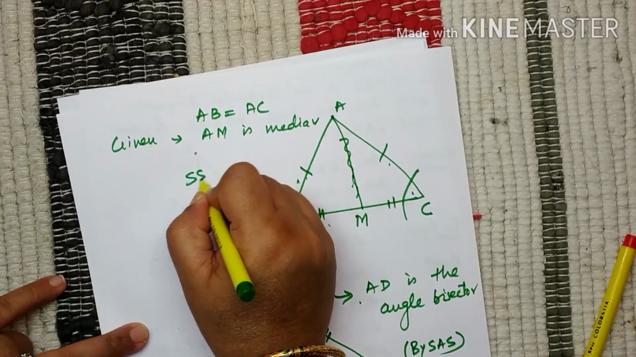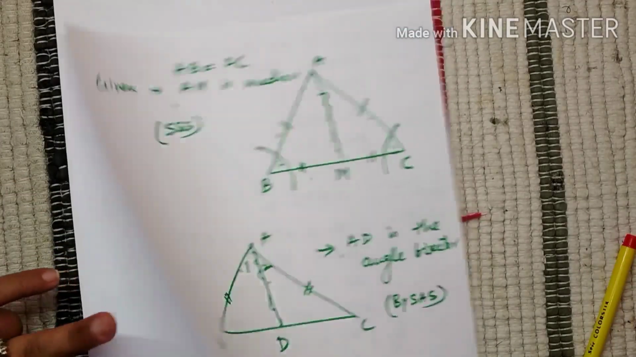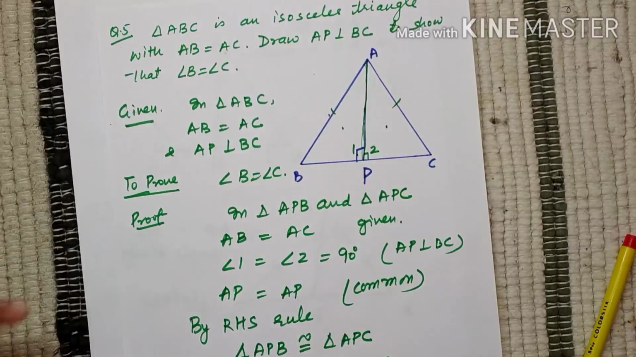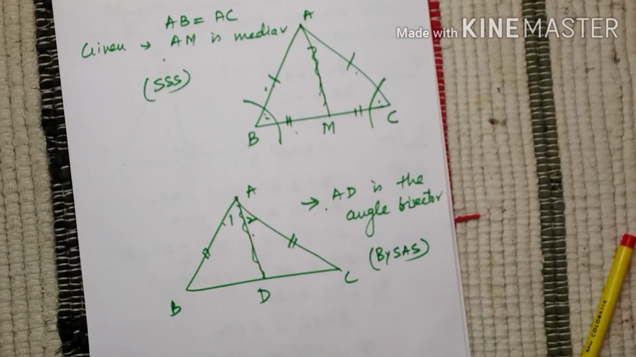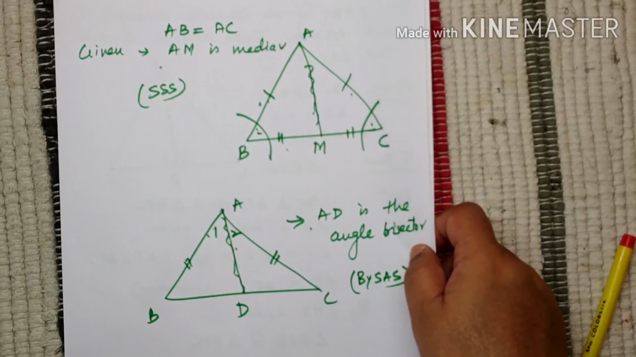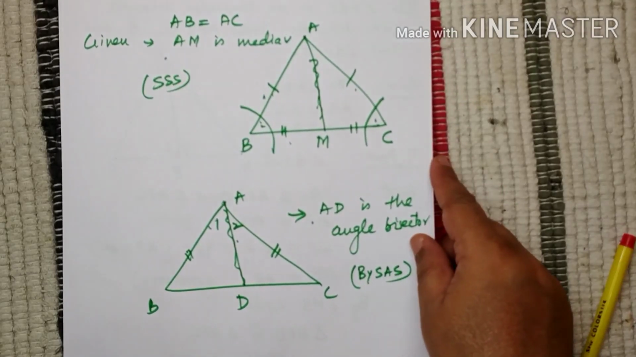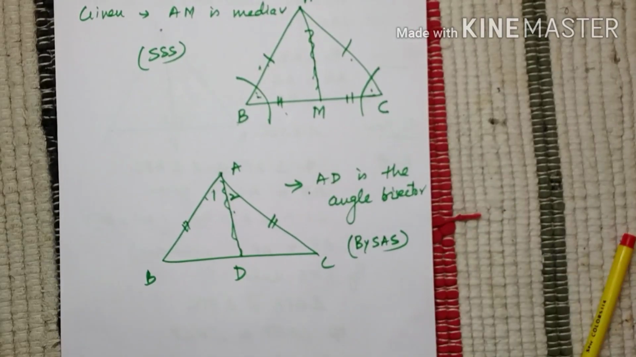If it's median, by SSS I can prove the triangles congruent. And if it is perpendicular given, we can use RHS to prove the triangles congruent. So this isosceles triangle property can be proved in many different ways with the triangles. If the sides are equal, we can prove the angles opposite to each of the equal sides are equal in a triangle. With this, I finish off this exercise 7.3 children, and we stop here in this video.